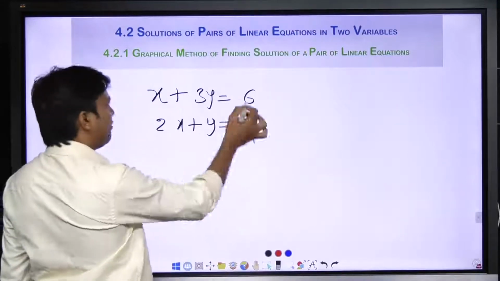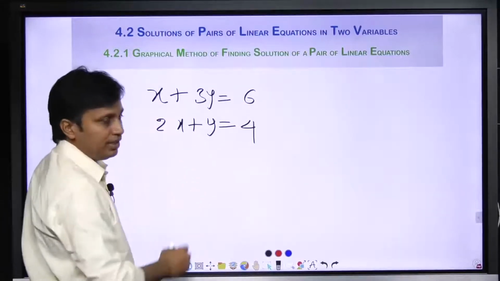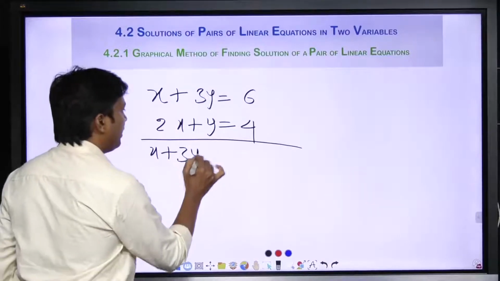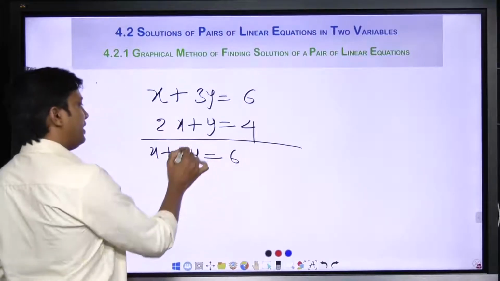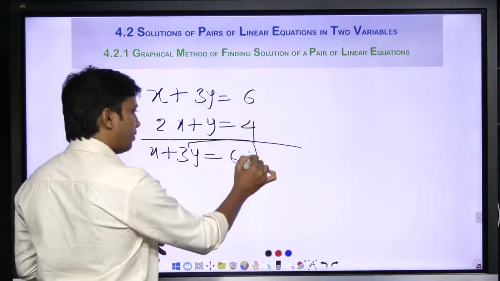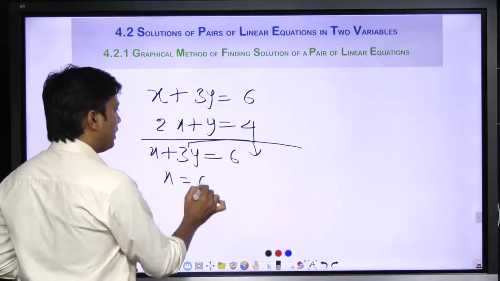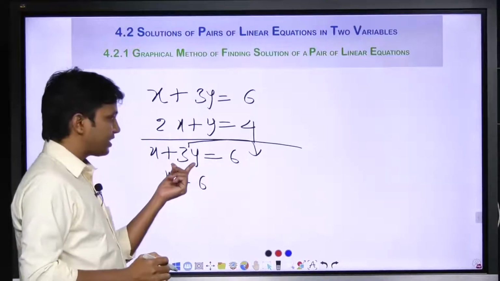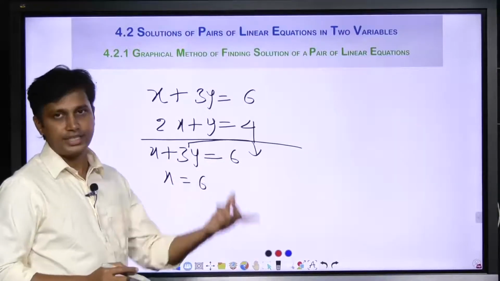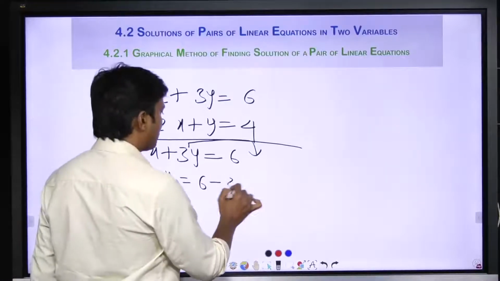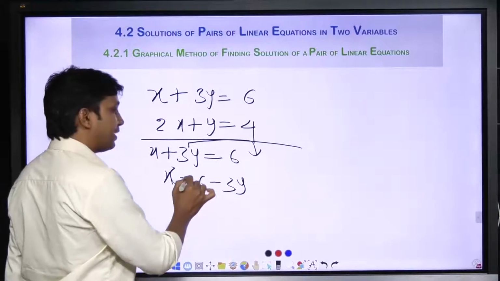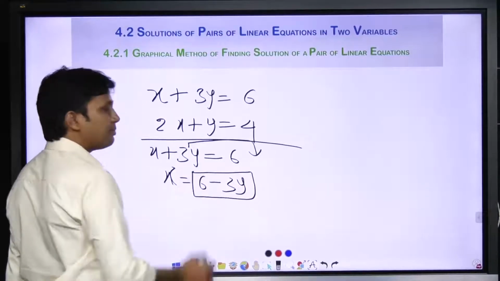Just see, take any one of the equations. I am taking the first one, x plus 3y equal to 6. Now send this 3y to the other side. What happens? x equal to 6, this plus 3y becomes minus 3y. As we are moving this term to the other side, its sign will be changed. So this is 6 minus 3y. Here x can be represented in terms of y as 6 minus 3y.